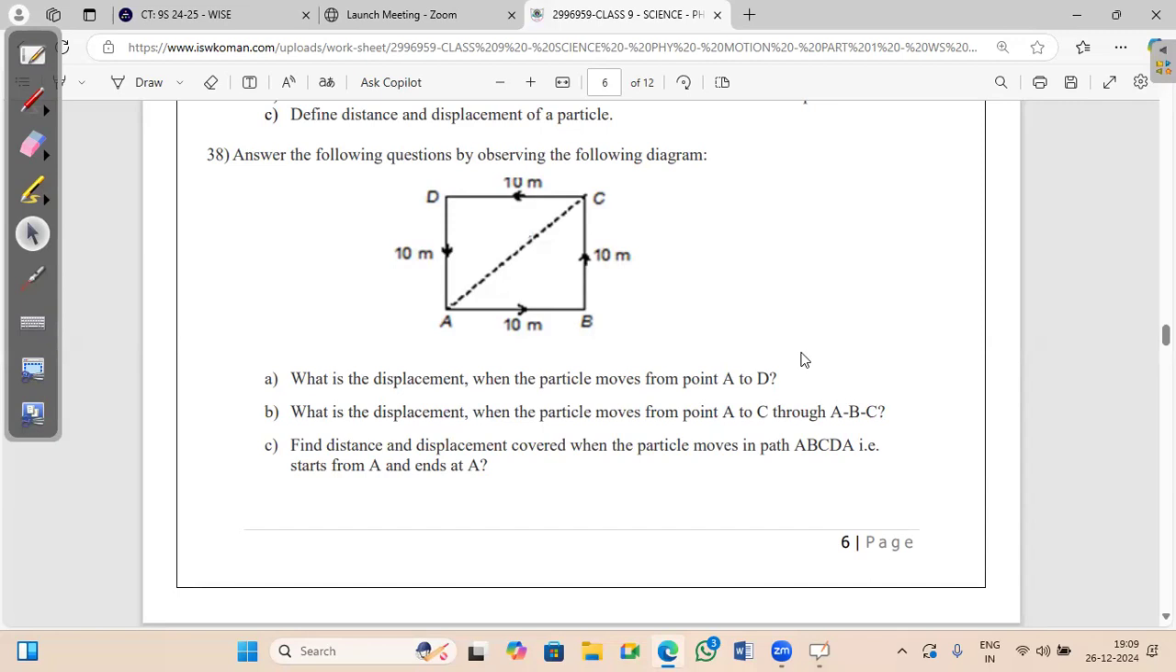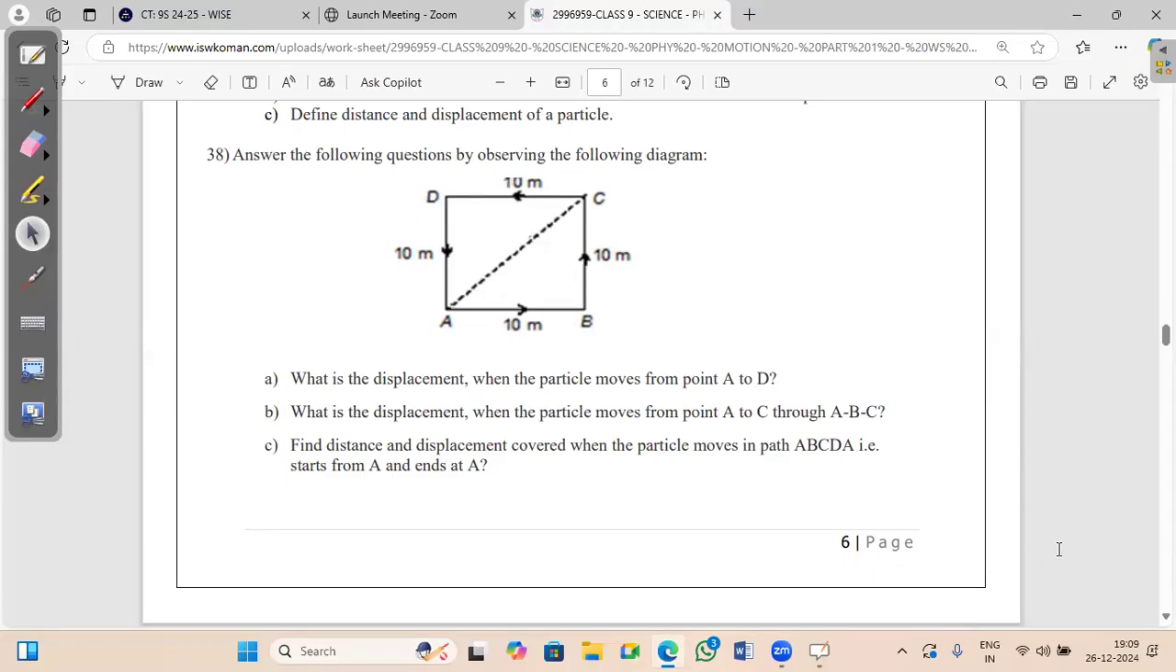Sir, first we have to find distance, then displacement, no? You only have to find the displacement. The question says to find the displacement. Sir, A to D is the shortest path traveled. From A to D. So 10.